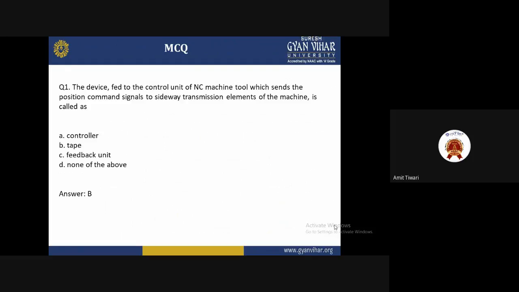So we can say, which type of transmission element is to be used. Tape is the right answer. It is tape, that is option number B. Tape is the right answer for sending the positioning signal command, and for the sliding transmission element. So tape is required to maintain the command or elements, or we can say the transmission slide where we are providing it by the tape.